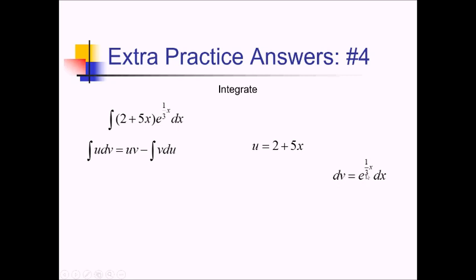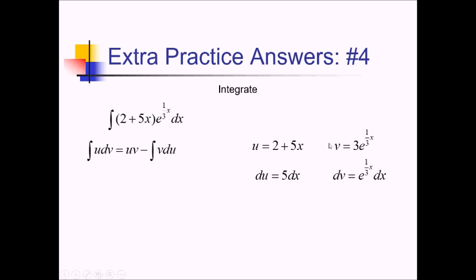So now taking the derivative of u, du is going to be 5 dx. And antiderivative of dv, we have to divide by this inner tail of 1/3. So multiplying by 3, we have 3 e to the 1/3 x. Now I have to plug things in. So we've got a uv and a v du. Let's do uv first. That's 2 plus 5x in parentheses times 3 e to the 1/3 x.